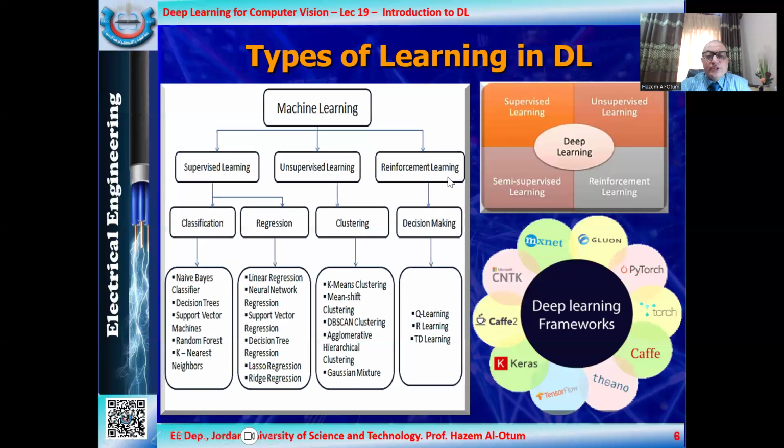Now, again, as in machine learning, types of learning in DL follow the same structure as in the case of machine learning. We have supervised learning, unsupervised learning. We may get some in between, which is the semi-supervised, and the reinforcement learning. These are the main types. In fact, all the tasks done by machine learning can be done also by deep learning.